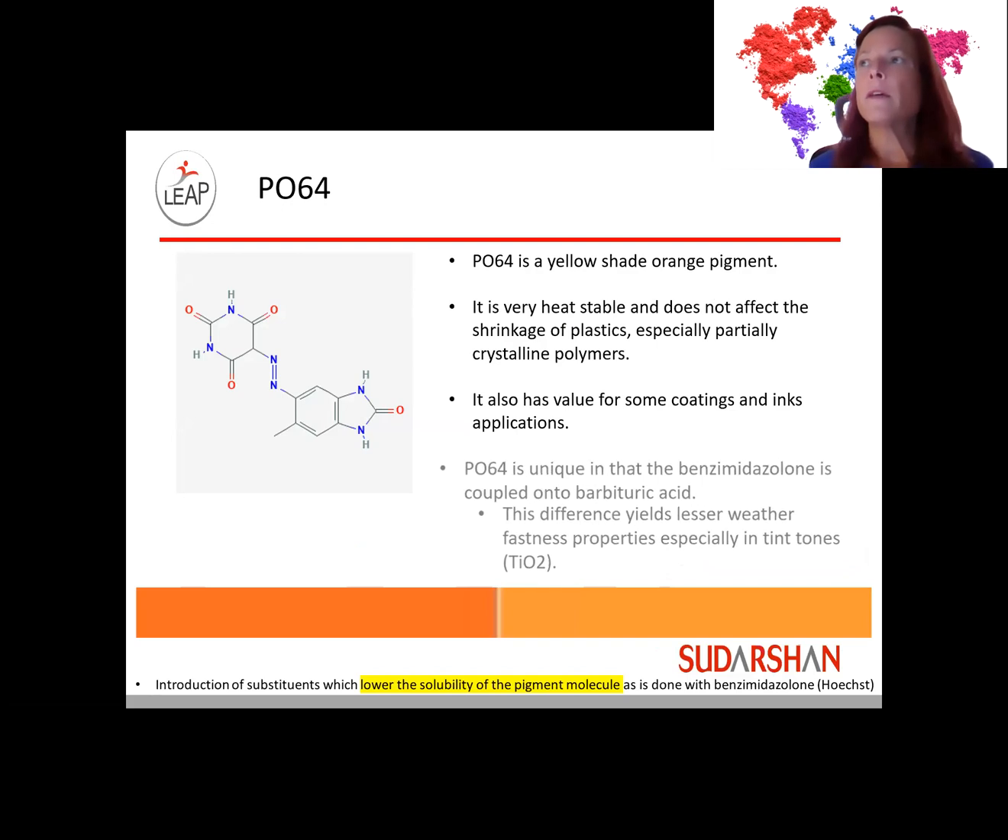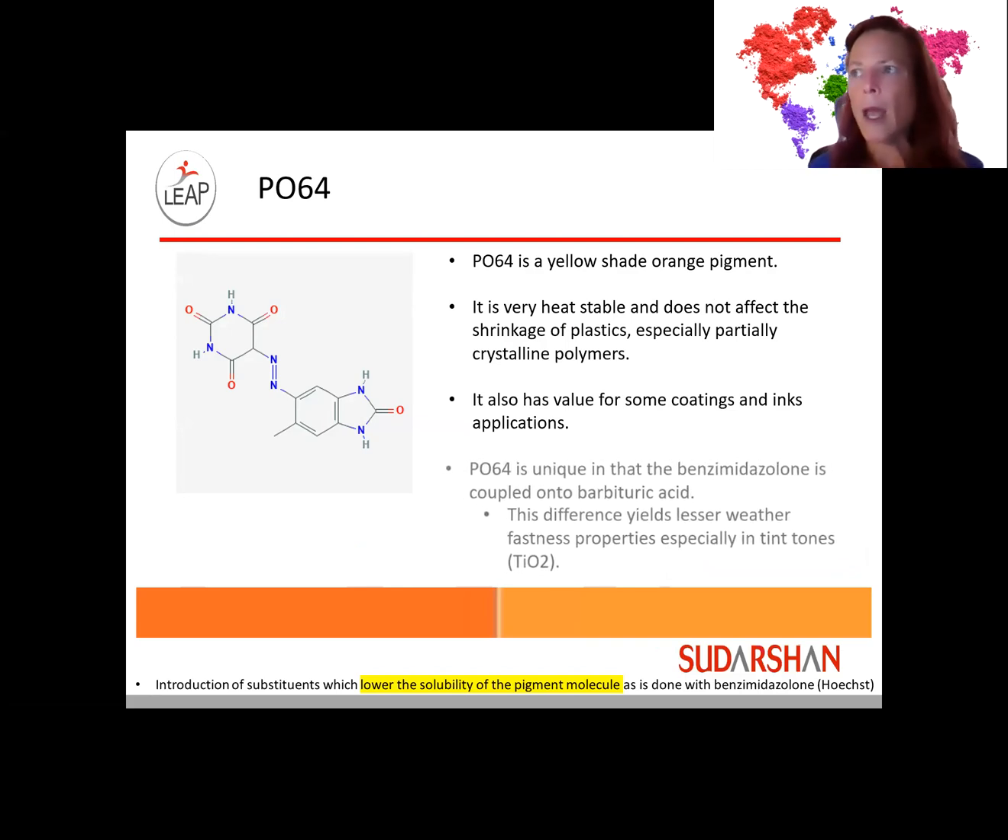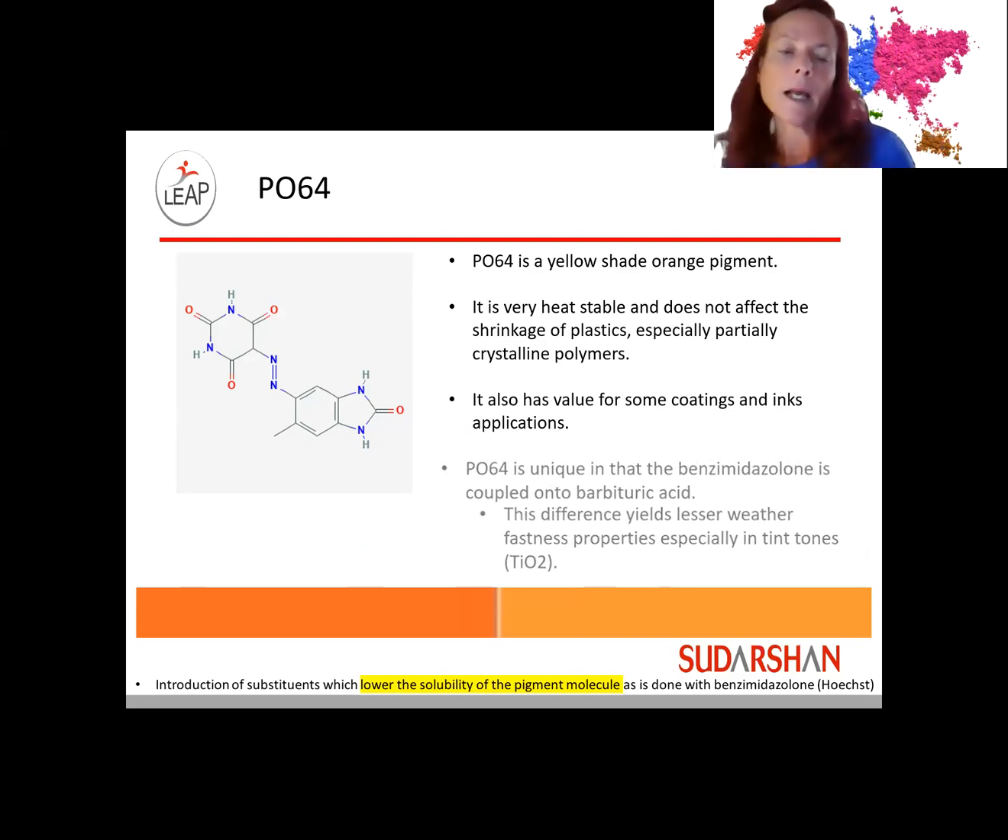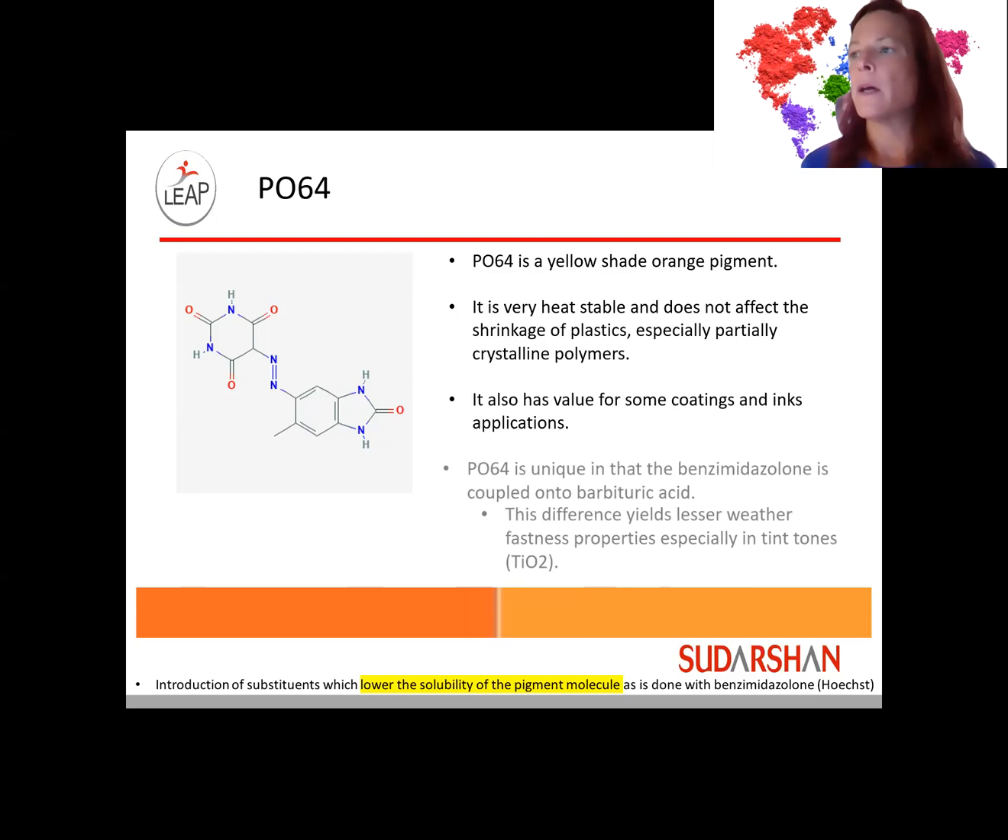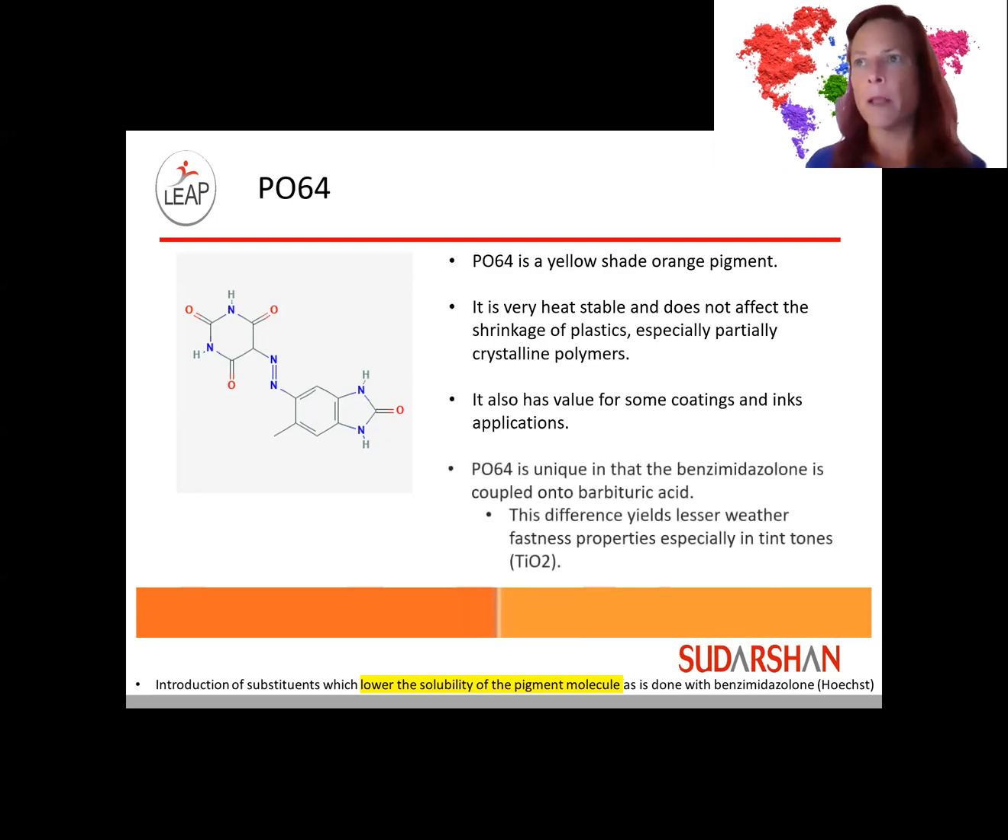Moving into the orange space of the benzimidazolone is the Pigment Orange 64. And this is a very nice yellow shade orange pigment with great opacity and very heat stable. However, as I mentioned earlier on, this is one of the unique pigments in the class of benzimidazolone pigments. It's unique in that the benzimidazolone is coupled onto barbituric acid and not the standard base molecule that the other pigments are put on.